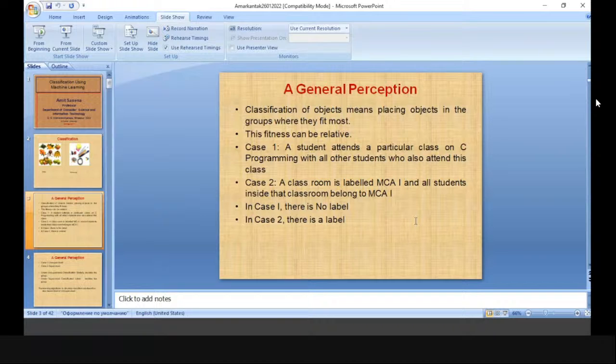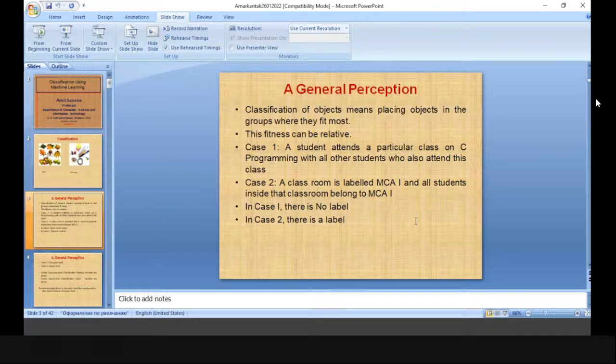In case two, in front of the classroom, the label is MCA 1 or BTech 1. So when BTech 1 students want to enter their class, they check at the entry of the class what is written there. They find BTech 1 or MCA 1 written as a label outside the class, and they start entering the class. Those who belong to MCA enter the MCA class. Those who belong to BTech enter the BTech class. So the label is given.